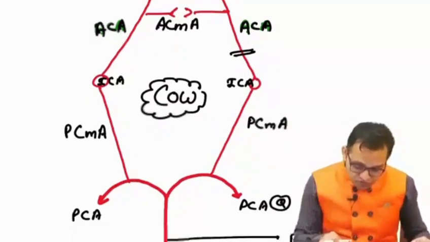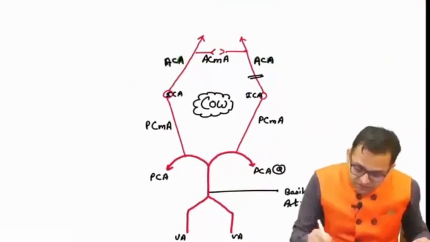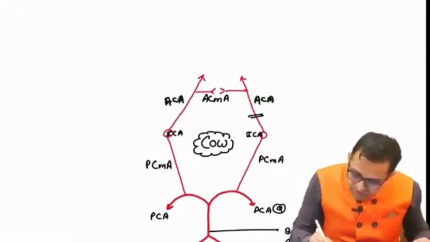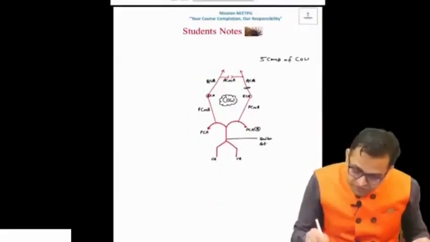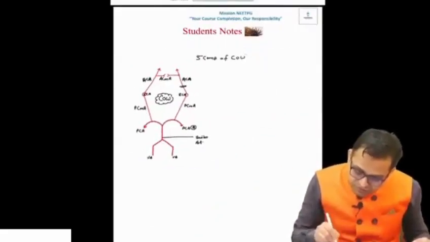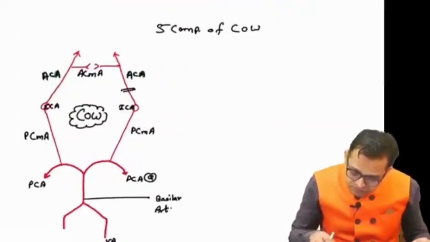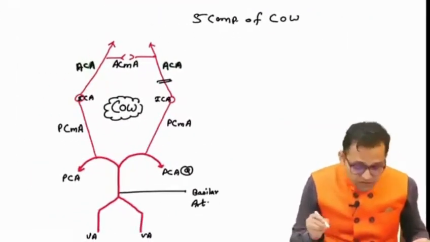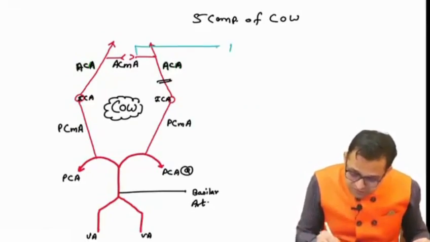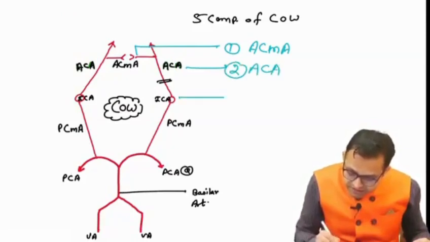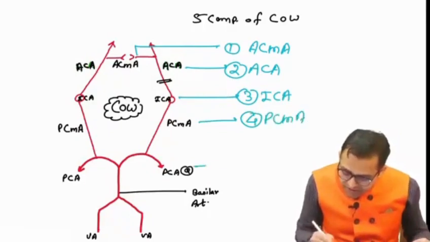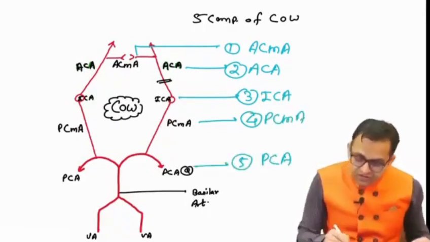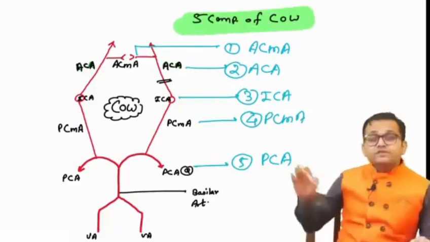Okay, so try to understand further. These are the five components of the circle of Willis. What are the different five components? I'm going to write them down for all of you. First is the anterior communicating artery, MCQ. Second is the anterior cerebral artery. Third is the internal carotid artery. Fourth is the posterior communicating artery. And the fifth is the posterior cerebral artery. Five components of the circle of Willis.